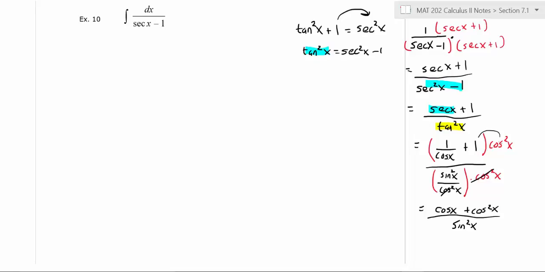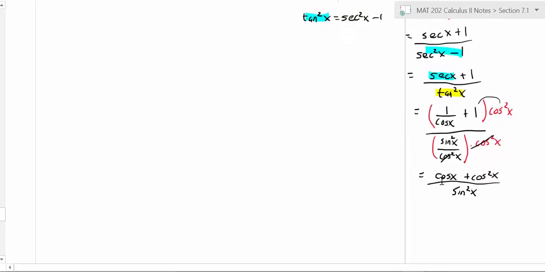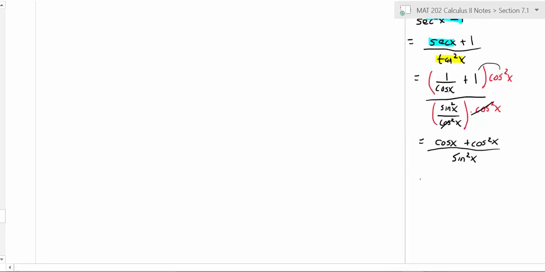Okay, so let's see where we're at on this now. Just completing this now, I'm going to try to break this up and work with this. We're getting closer to being ready to do our integral. So what I'm going to do is slide this down just a little bit here, and I'm going to break this up like this: cosine x over sine squared x plus cosine squared x over sine squared x.